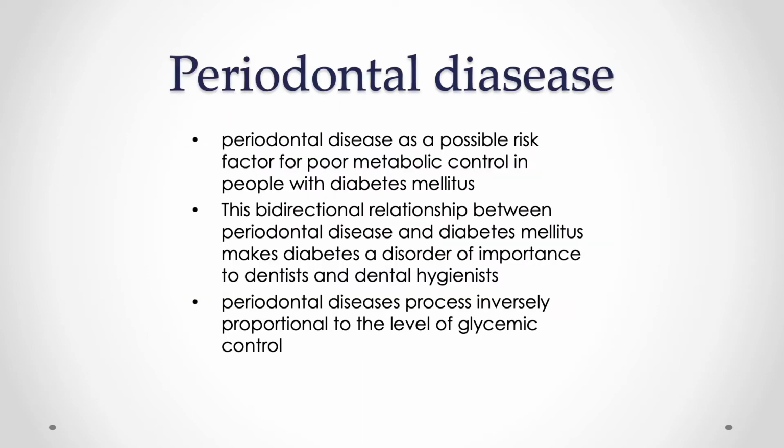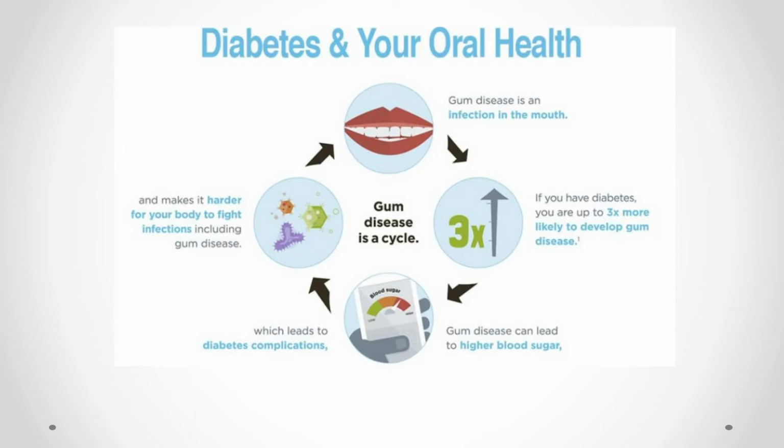So with gum disease, there is a synergistic relationship. If your gums are healthy, you're more likely to have controlled diabetes. And there is the opposite, inverse relationship, like a bidirectional relationship, where if your diabetes is uncontrolled, then you're also likely to have very bad periodontal or gum disease. So there's an inverse proportional level of glycemic control with periodontal diseases. It's important then that I tell you these facts: did you know that if you have diabetes, you're 3 times more likely to develop gum disease?